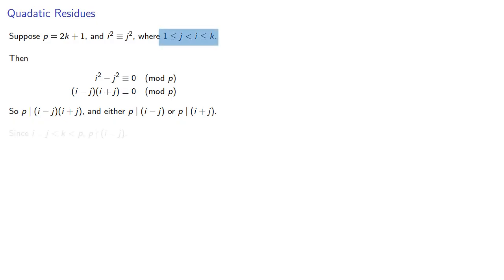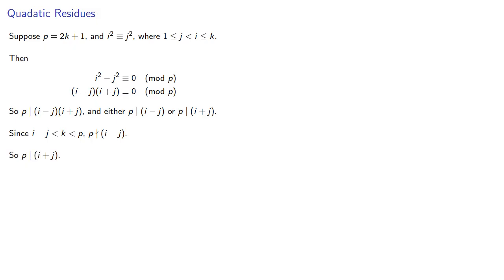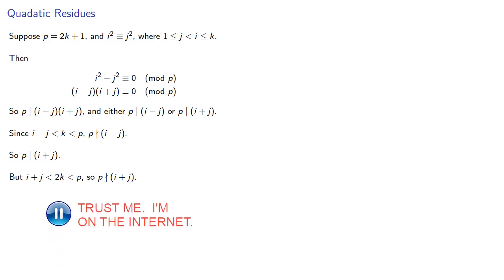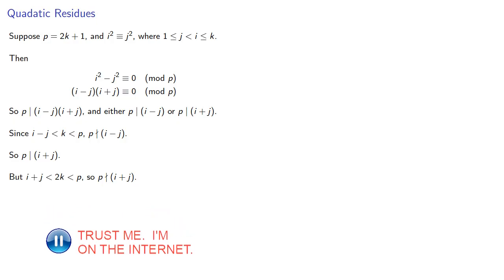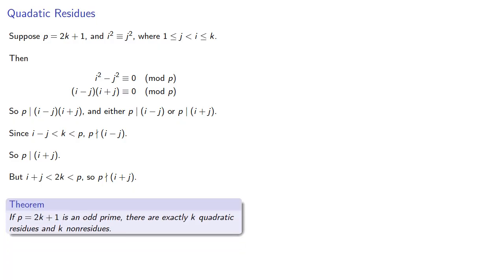Since i minus j is less than k, which is definitely less than p, p can't divide the difference. So that means p has to divide the sum. But the sum, because i and j are both less than k, is less than 2k, which is less than p, which means that p can't divide the sum either. And what this means is that if p is an odd prime, there are exactly k quadratic residues.